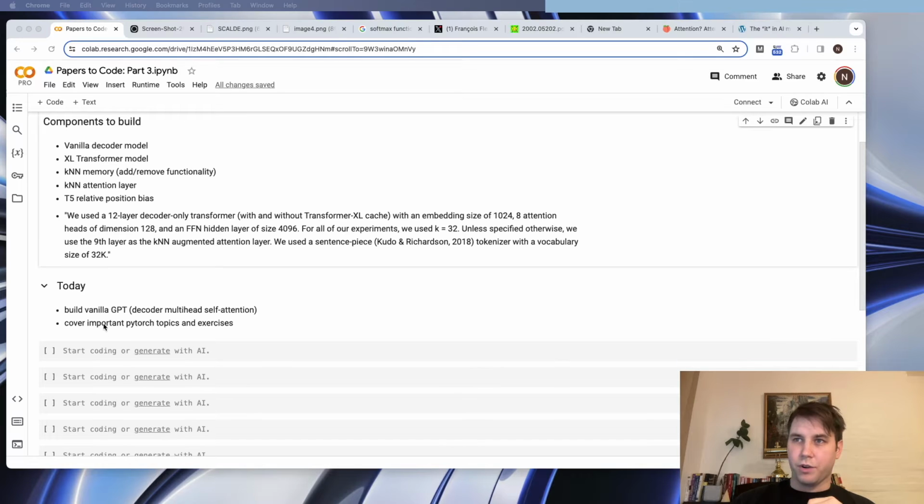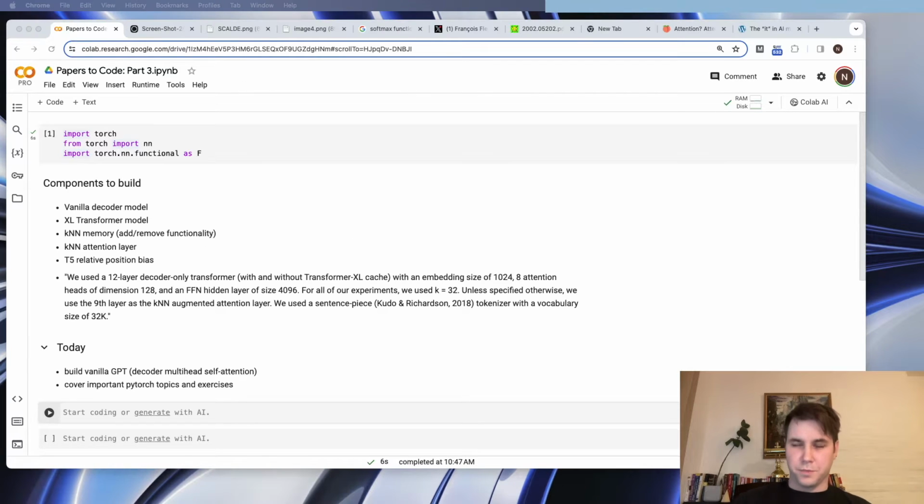And then I want to cover a couple important PyTorch topics that will hopefully teach you a few of the ins and outs and prevent you from making any kind of subtle errors. And it'll also help deepen your understanding of both self-attention and how certain aspects of PyTorch work. Okay, let's get started building.